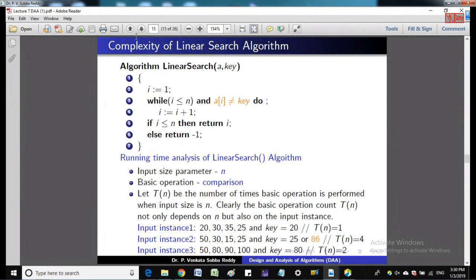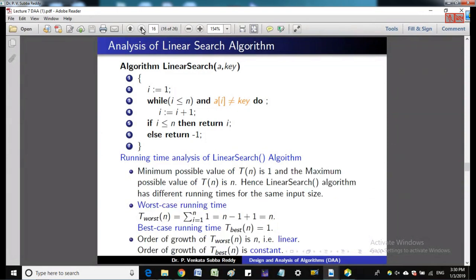Next, we have already discussed the complexity of the linear search algorithm. In it, the basic input size parameter is n, the number of inputs given to us. The basic operation is the comparison operation. We observed that its worst case running time has order of growth n, and its best case running time has order of growth 1. The best case running time is constant.